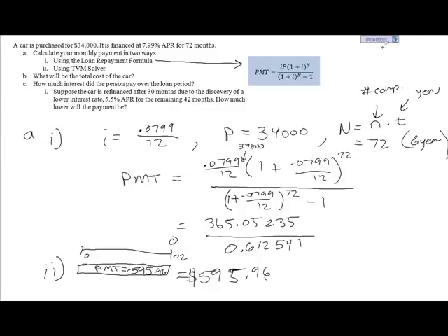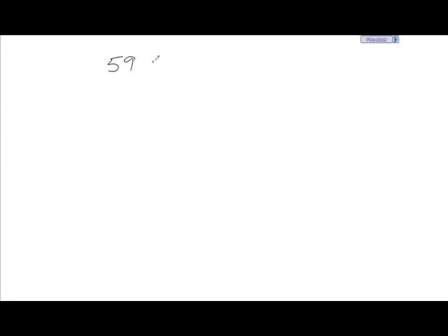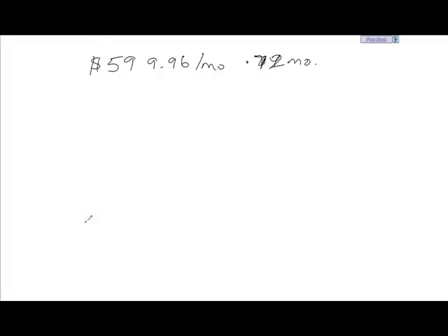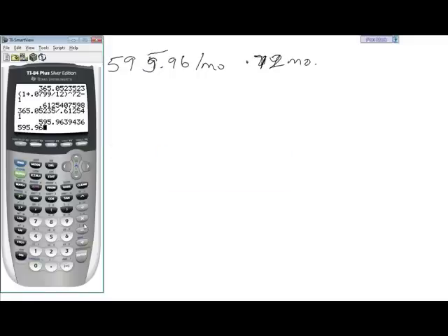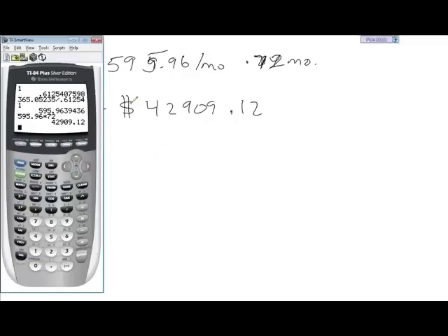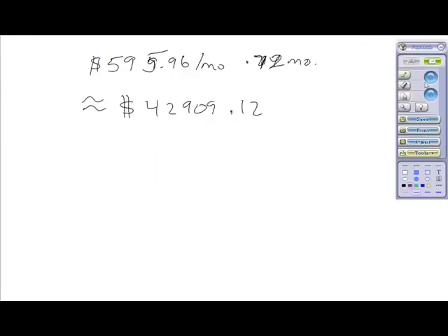What will be the total cost of the car? Well, we're going to be paying $595.96 per month times 72 months, which gives us $42,909.12. So this car is going to run you about $42,909 and 12 cents, for a car which was only valued at $34,000. So a lot of interest being paid there.